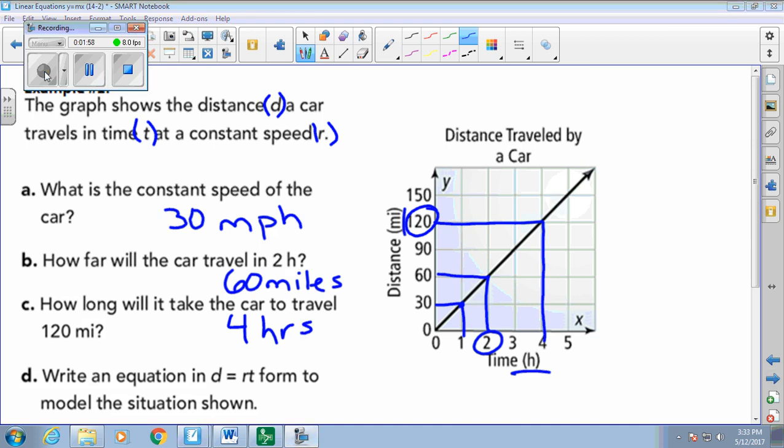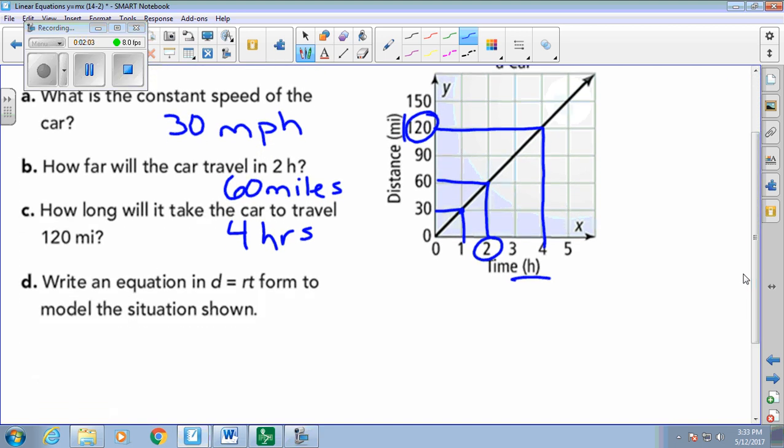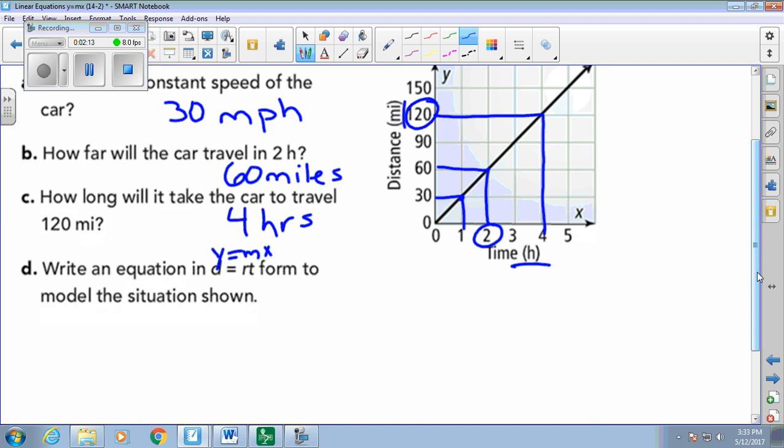For D, now they're asking us to do our final step: write an equation in the form of d equals rt to model the situation. If you compare d equals rt to y equals mx, they look awfully familiar, especially since d is your distance, which is on the y-axis, and t is your time, which is on the x-axis. They line up perfectly. So, since we've already figured out our constant speed, we can substitute our rate of 30 miles per hour into the formula and get d equals 30t.